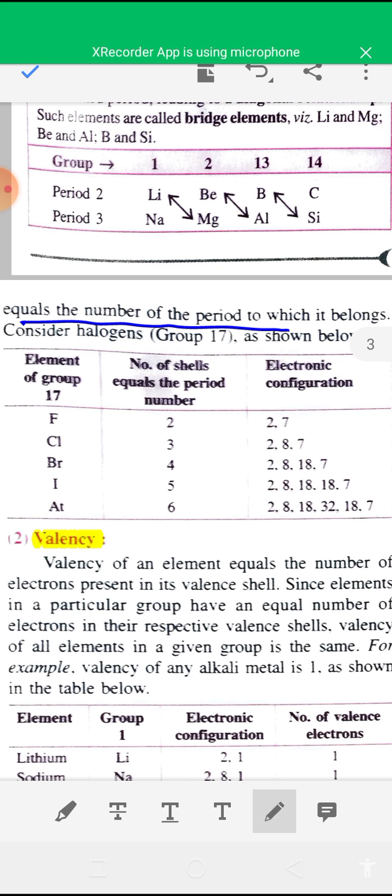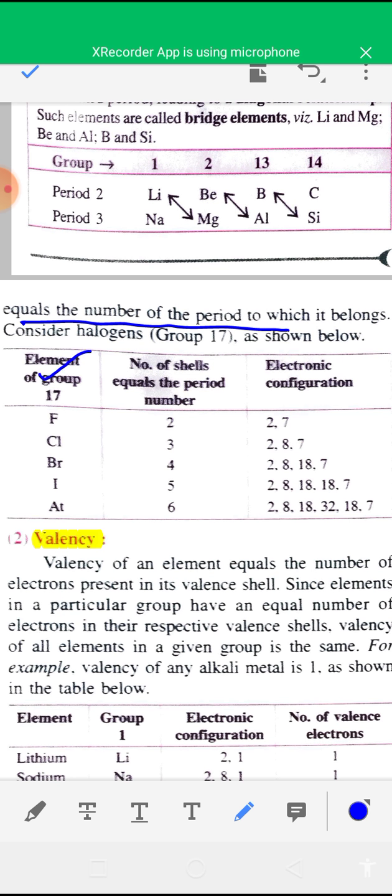For example, in group 17: fluorine, chlorine, bromine, iodine, astatine. The number of shells in fluorine is 2, so it is a second period element. Chlorine has 3 shells, so it is a third period element. Bromine has 4, so it is fourth period. Iodine has 5, so it is fifth period. Astatine has 6, so it is a sixth period element.